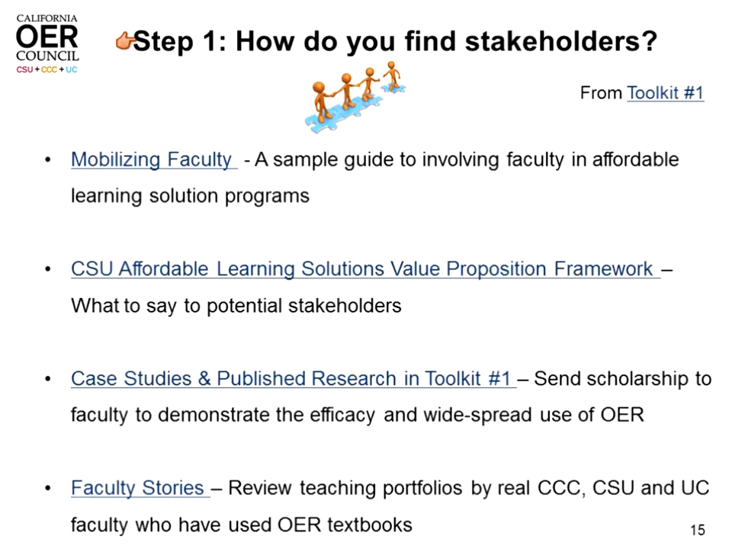So one of the questions might be how you find stakeholders on your campuses. And this is something that has been extracted from the toolkit. We've got four bullets here. First of all, there is a link in the toolkit about a sample guide on how to involve faculty in the Affordable Learning Solutions programs in order to make them aware and discover there are possibly alternative resources to the materials that they're currently teaching in their courses.